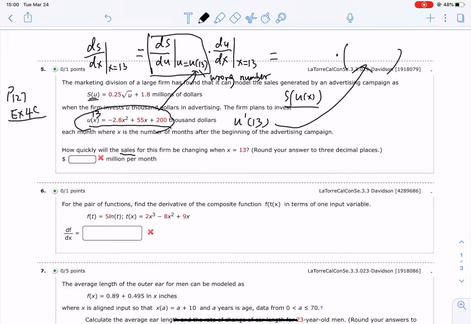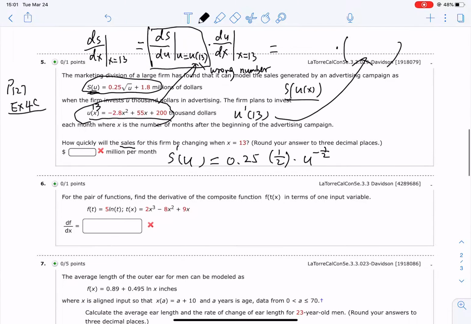Then, because we already know the s of u is right here, what is s prime of u? We already know that one. That is 0.25 multiplied by the square root of u. Square root of u is u to the 1/2 power. So it is just 1/2 multiplied by u to the minus 1/2 power. Then this is s prime of u. Then we know the value of u, just plug in x equals 13. That is u of 13, and this one is just this value. So plug it in, then we have this part, then we are done.